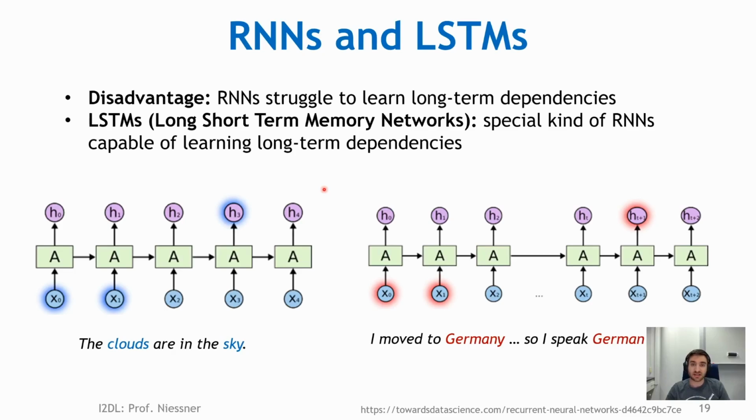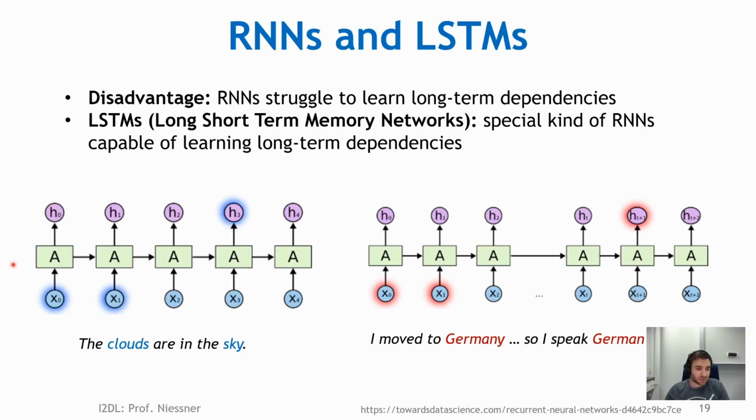One problem with RNNs is that they usually struggle to learn long-term relationships between the input samples. One approach to tackle this downside of RNNs are LSTMs, which stands for long short-term memory networks. These are special kinds of RNNs which have a slight change in the architecture, but they are actually able to learn these long-term relations.